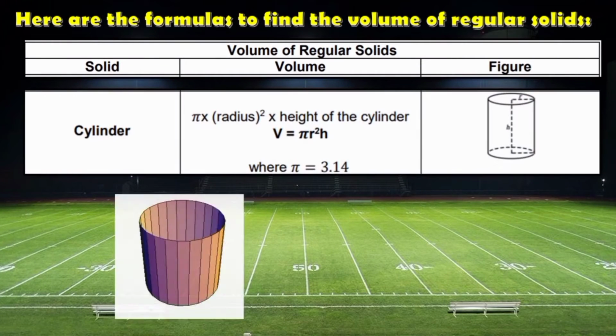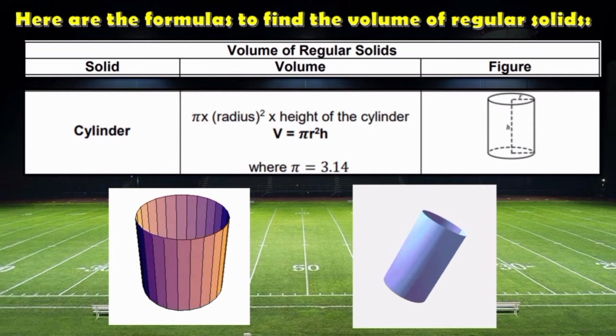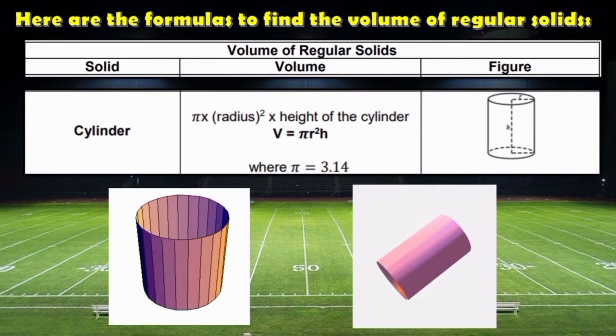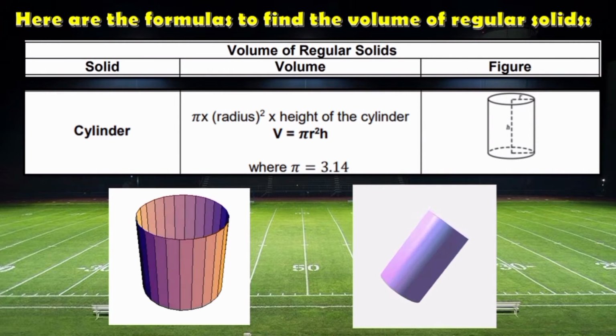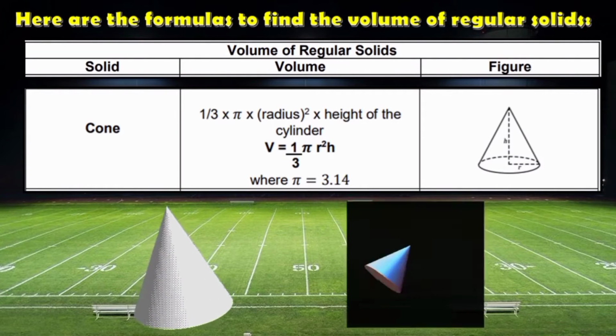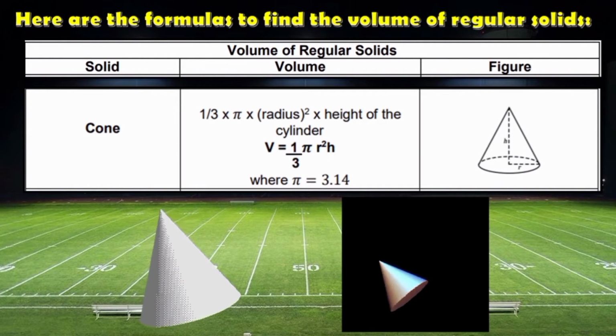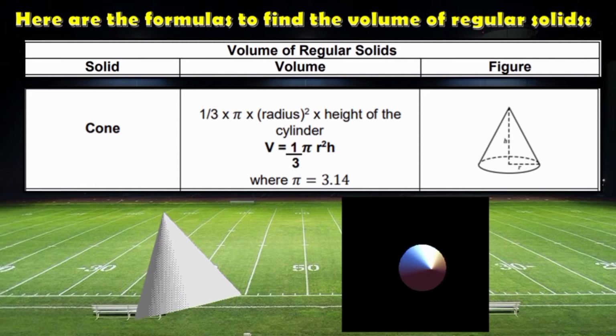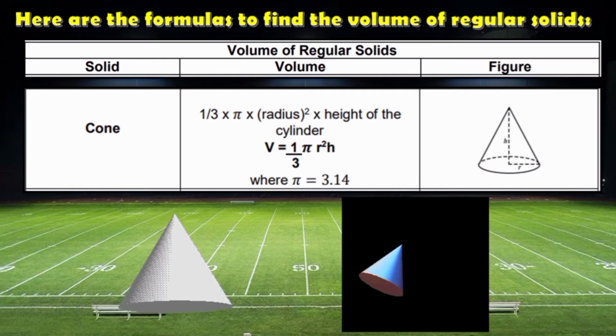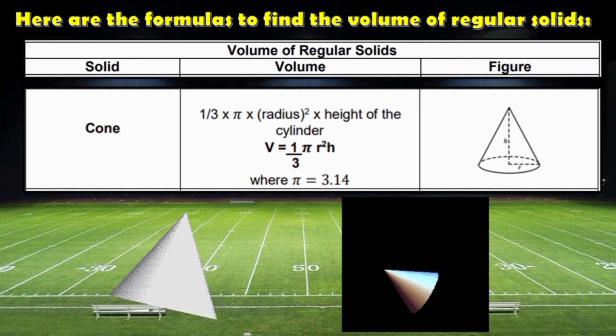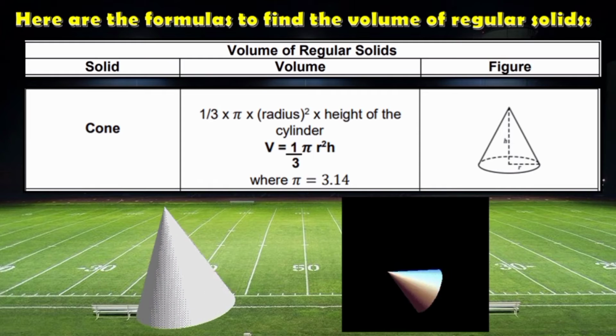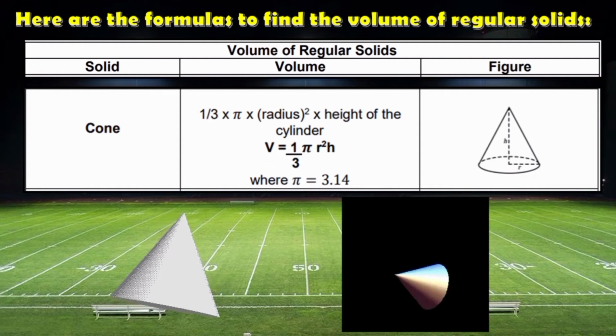Our next figure is the cylinder. Look at the figures. To get the volume of a cylinder, we have to multiply pi times twice the radius times the height of the cylinder, where pi is always equal to 3.14, or simply volume is equal to pi r squared h. Next figure is the cone. Look closely at the figure. To get the volume of a cone, we have to multiply 1/3 by pi times twice the radius times the height of the cylinder, or simply volume is equal to 1/3 pi r squared h.